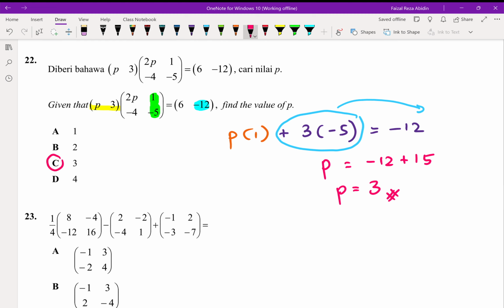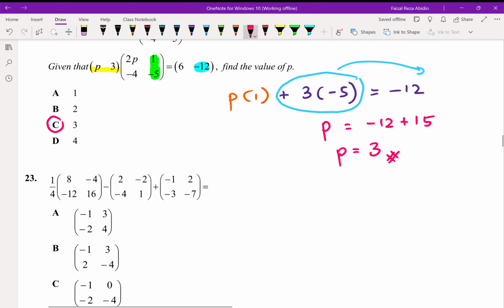Teacher, can I take 2P negative 4? Can. You're going to get another equation, right? So still, you get the value of P equals 3. Can class? Okay.